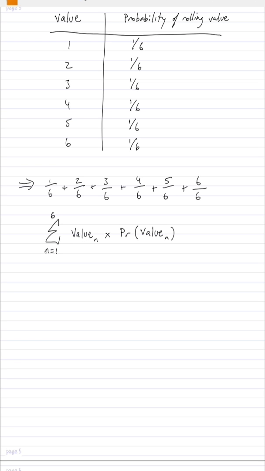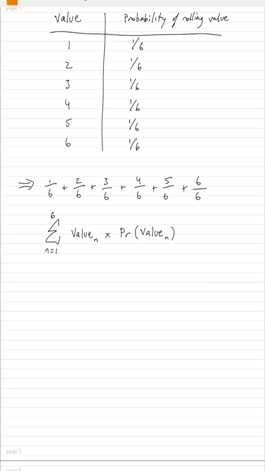So for each n, for n equals 1, we find the value for 1 and the probability. We multiply those together, and then we move on to 2, multiply those together, and then add them to the first one, multiply n equals 3, add them to the first 2, etc., until we get our final result. In this particular case, all of the probabilities are equal, but sometimes they're not, and this is where functions come in. But we'll look at that a bit later.